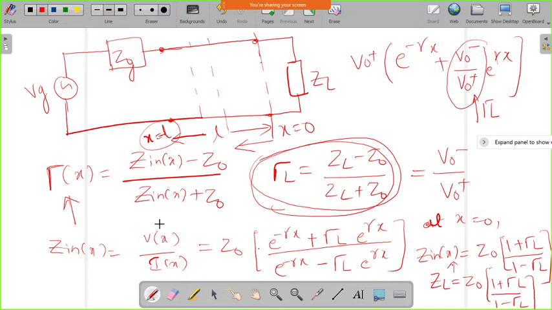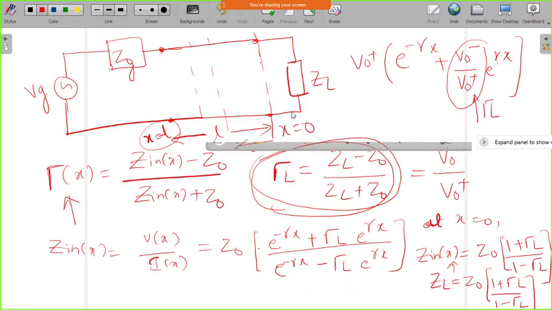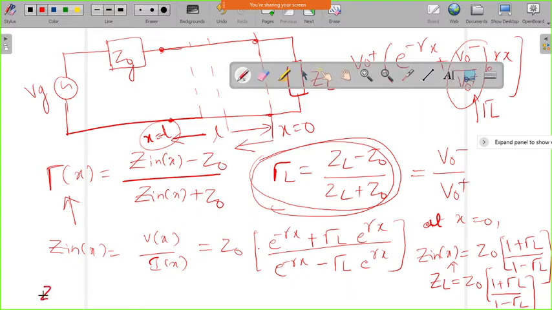Now if I substitute x equal to minus L, we will get Zin of x, so we can substitute x equal to minus L. So now we can write Zin of minus L. Okay. This Zin of minus L is nothing but Z0 into the earlier equation, which I will write once more.